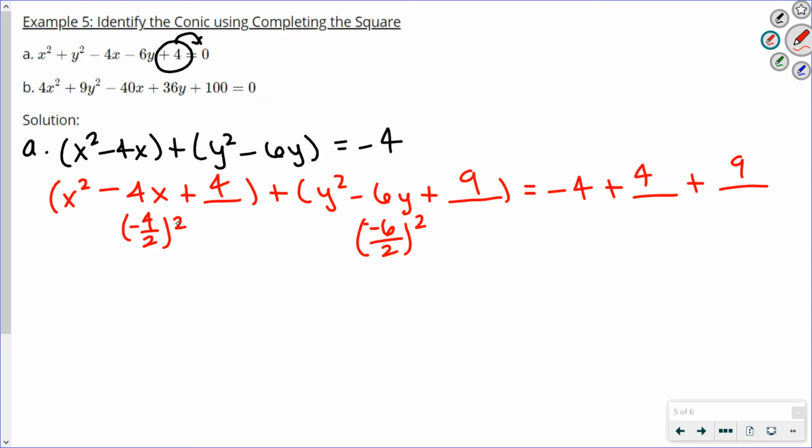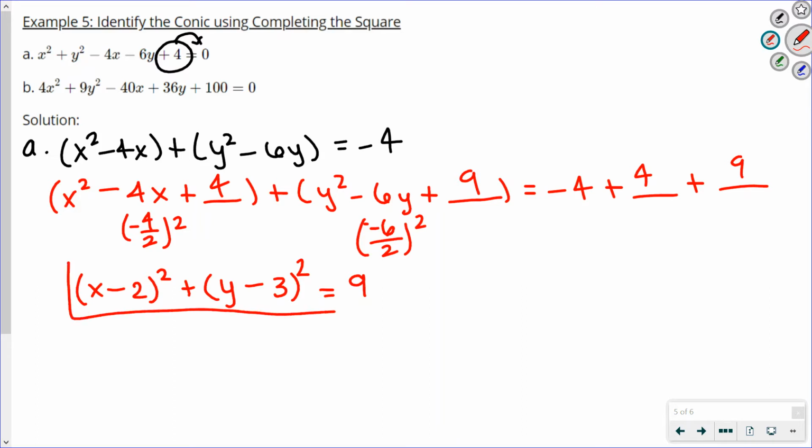Now we're going to factor. So when I factor a perfect square trinomial, we take the square root of the first term, the sign in the middle, and the square root of the last term. We do the same over here for y. Square root of the first term, the sign in the middle, and the square root of 9. Now we add up these. Negative 4 plus 4 is 0, plus 9 will leave us with 9. So we can see that this equation here is a circle. It has a center at (2, 3) and a radius of 3.